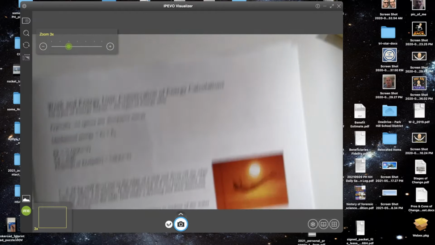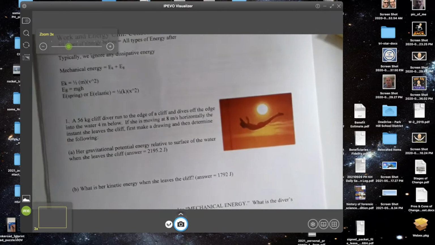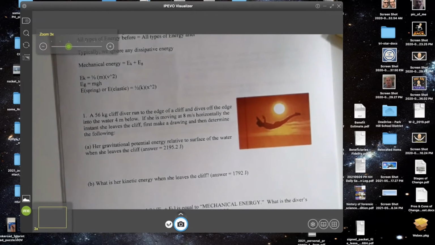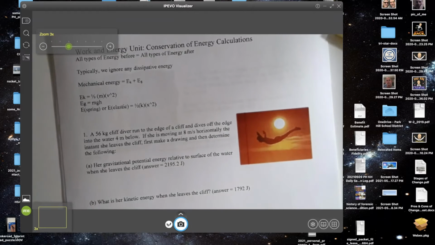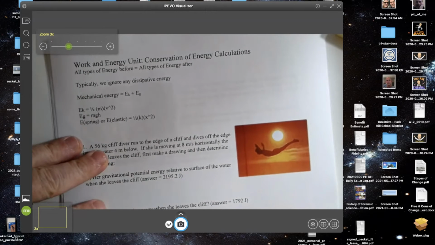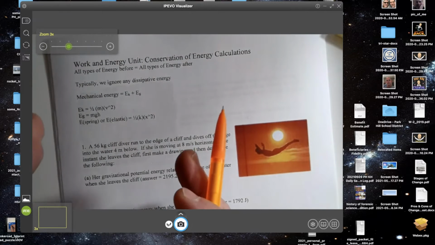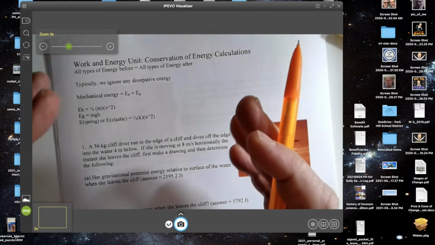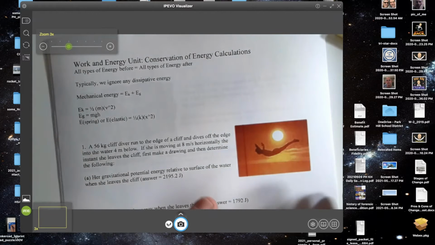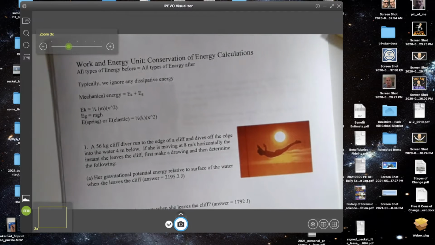So I've got several different types of problems here. Energy conservation involves looking at the energy that an object has before an event and then after an event. Or you're looking at the energy of the object at two positions.